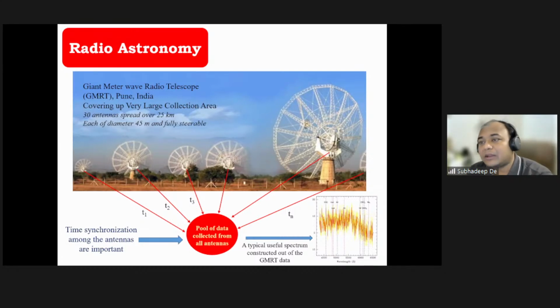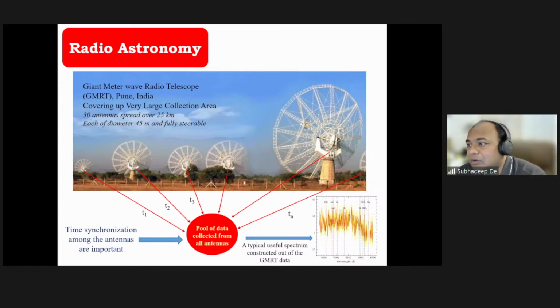Yeah, then only you can make a very good correlation among the different signals received by different antennas, and then you sum up in a complex way and then enhance your signal. Otherwise, it will be just noisy, because your signals from one antenna and another antenna will not be properly synchronized. But if you synchronize, then you can add up properly. So time synchronization plays a very important role for any radio telescope.